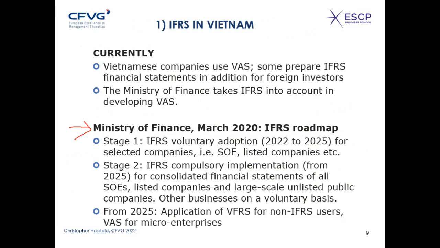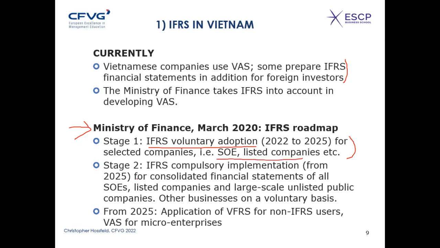and as of January 1st, we are in stage 1. So some companies can now start to voluntarily adopt only IFRS. So compared to this situation here, it means that you don't need to prepare Vietnamese financial statements and IFRS financial statements in parallel. Here, if you opt for IFRS, you have only the IFRS financial statements. So for some state-owned or listed companies, they can do this.